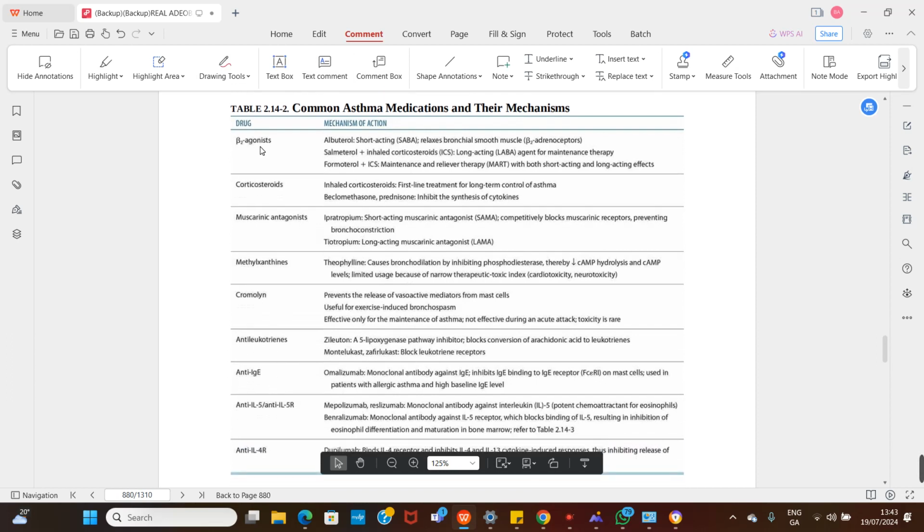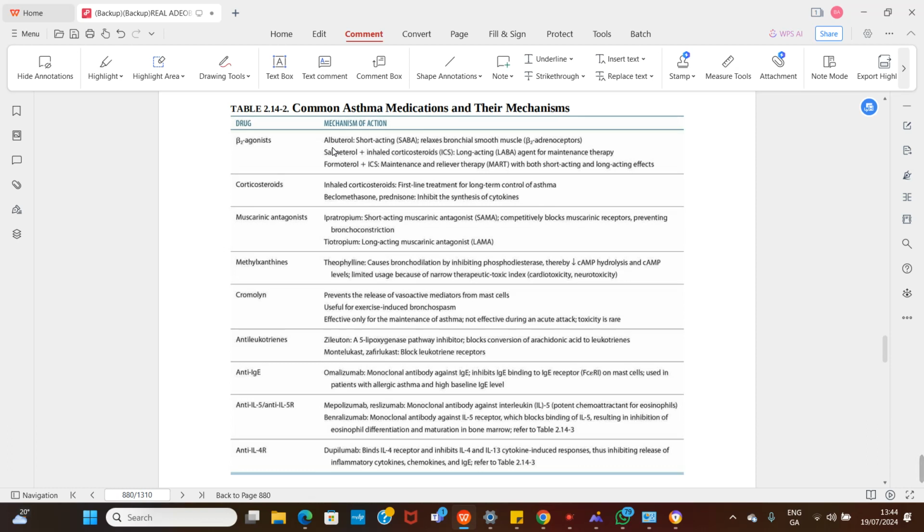Your beta 2 agonist, which you have your short acting and your long acting. Your albuterol is your short acting. So most of the time in exacerbation, you want to give your short acting that can quickly help you to relax the smooth muscle and relieve the person of his or her symptoms. You might use some of those maintenance therapy to treat people that have stable asthma, not exacerbation, just stable asthma.